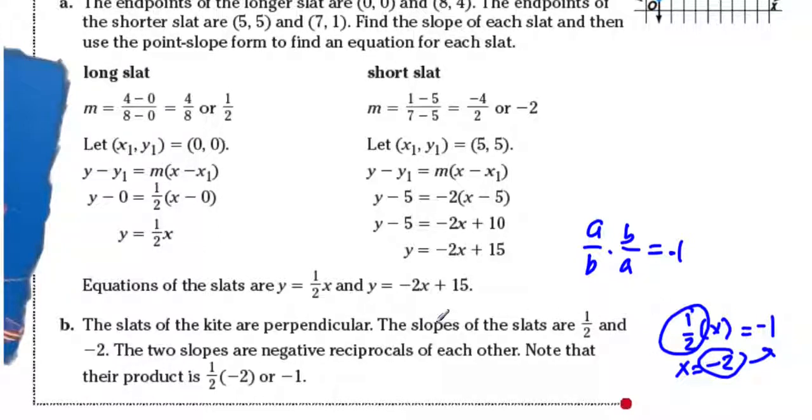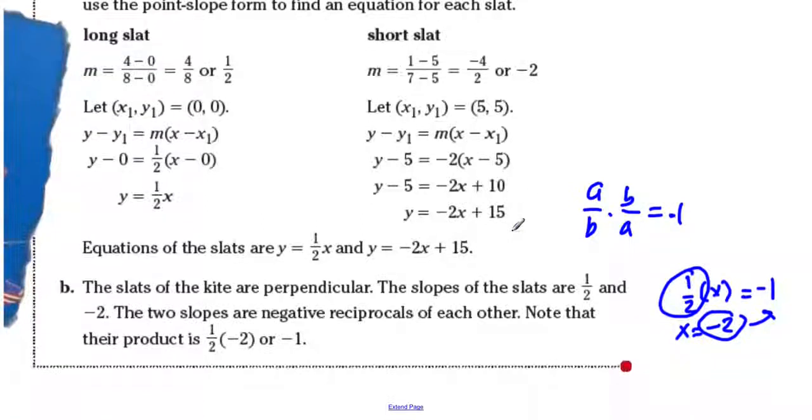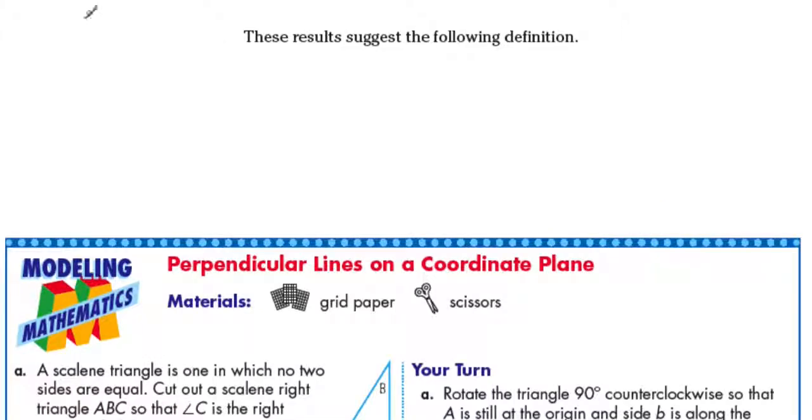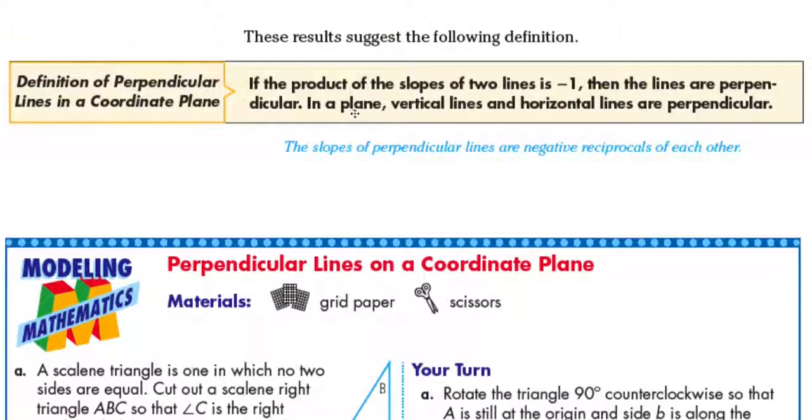And that's how it goes in terms of perpendicular lines. Perpendicular lines have slopes that are negative reciprocals of each other. Okay, and this is what we know right now. If the product of the slopes of the two lines is -1, then the lines are perpendicular.